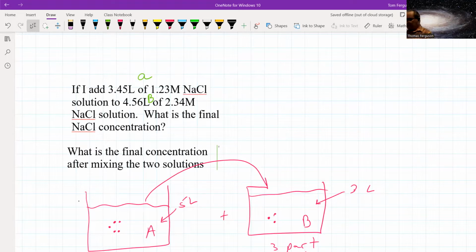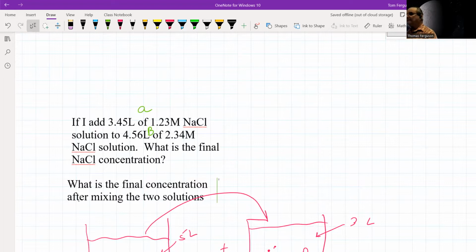Okay, so let's do that now. So I'm guessing if we add two different solutions, you're going to add two parts. You're going to add the moles together, add the volumes together. And then do the same thing that we did with the other problems. Well, in this problem, I just want to know what the final concentration is. So then you divide to get per one liter.